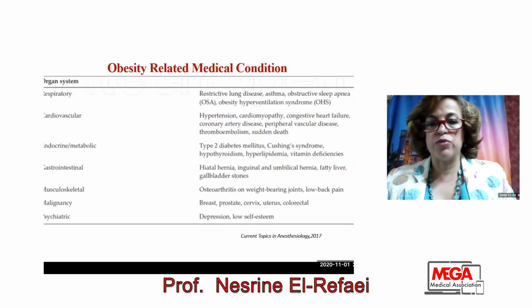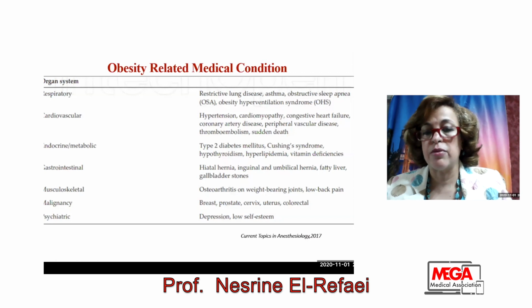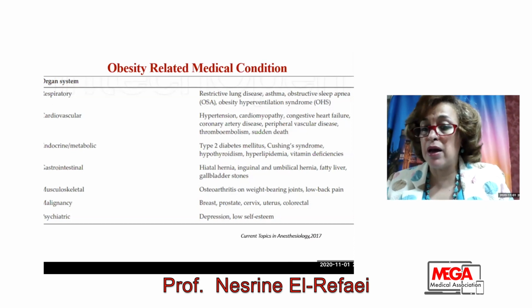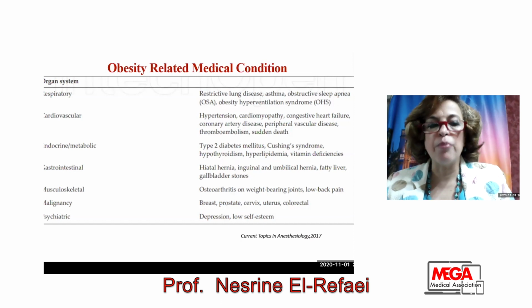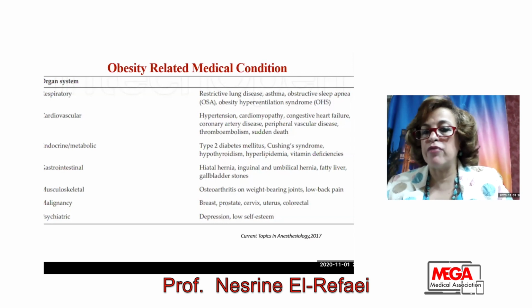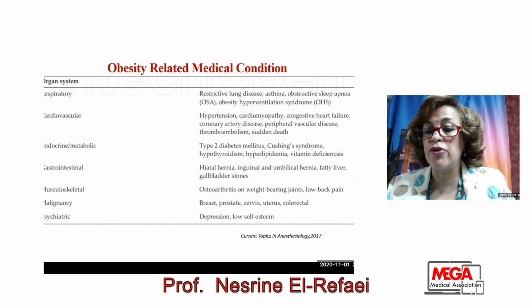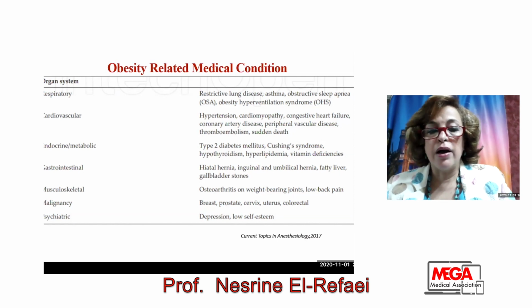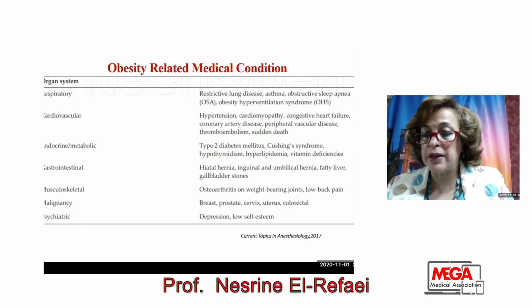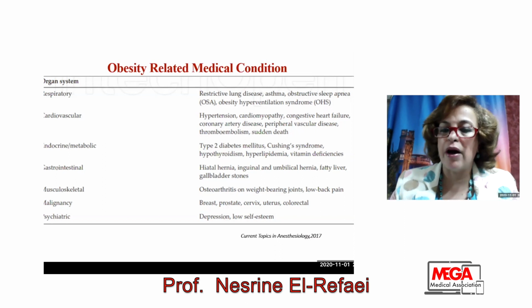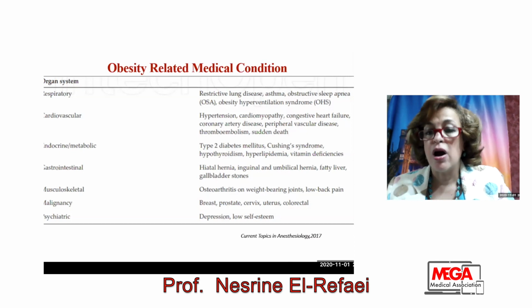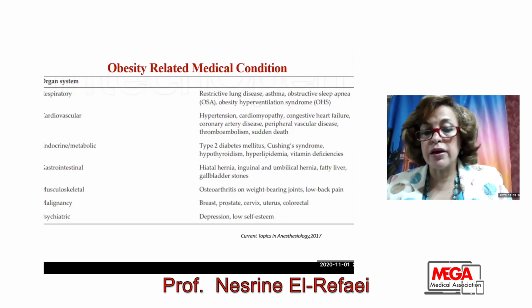Then we come to preoperative assessment. This table shows the obesity-related medical conditions according to the organ system. In the respiratory system, we have a lot of problems: asthma, restrictive lung disease, sometimes obstructive sleep apnea, obesity hypoventilation syndrome, and so on. Cardiovascular disease: it's common to have hypertension, cardiomyopathy, congestive heart failure, coronary artery disease, thrombosis. Endocrine or metabolic: there is type 2 diabetes, Cushing syndrome, hypothyroidism, hyperlipidemia. The GIT problems include hiatus hernia, gallbladder problems, and regurgitation, with a high risk of regurgitation and aspiration. Musculoskeletal disorders are also common, malignancy, and psychiatric disorders.